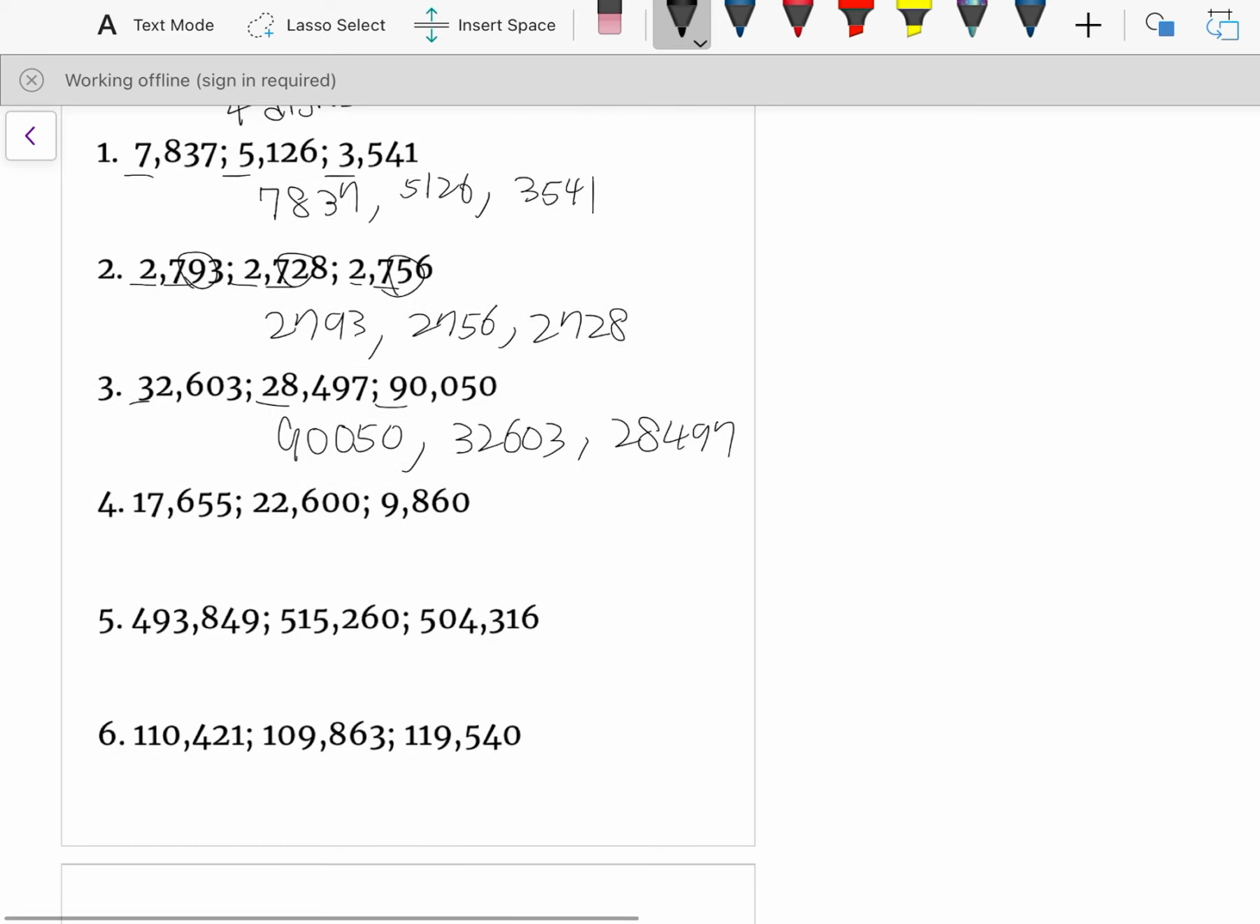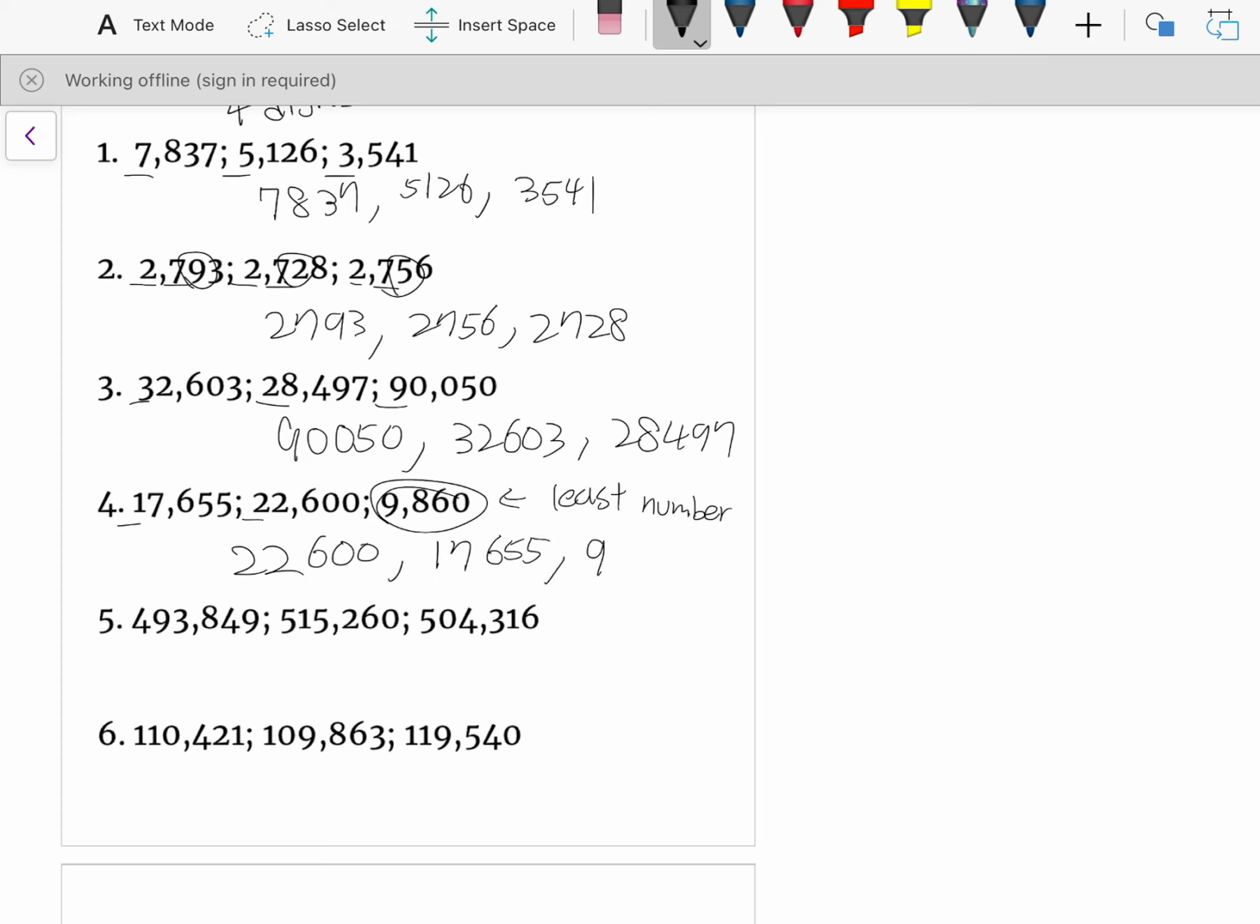And for number 4, the same thing, but we're gonna compare the first number. But since this is 4 digits, this is going to be automatically the least number because it's not 5 digits. So we're going to put 22,600 first because 2 is greater than 1. And then 17,655. And then the least number we already knew is 9,860.